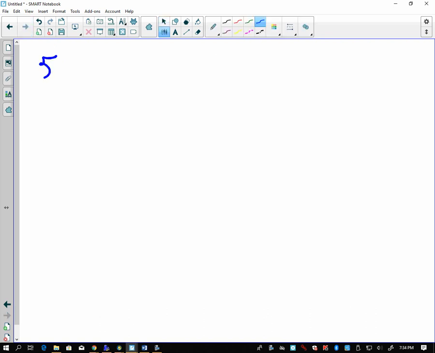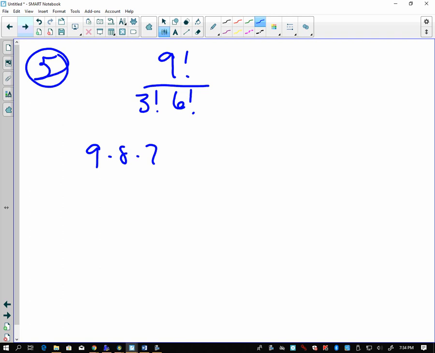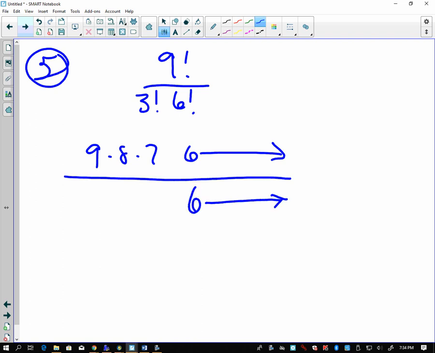Okay, number 5. Number 5, evaluate. Okay, 9 factorial over 3 factorial, 6 factorial. Of course, you can look at 9 times 8 times 7. But you should notice that 6 on is going to be eliminated by 6 on. So rather than writing it all through, I'm going to go ahead and do this. What's going to be left is 3 times 2 times 1. Okay? So I'm getting 9 times 8 times 7 divided by 6.